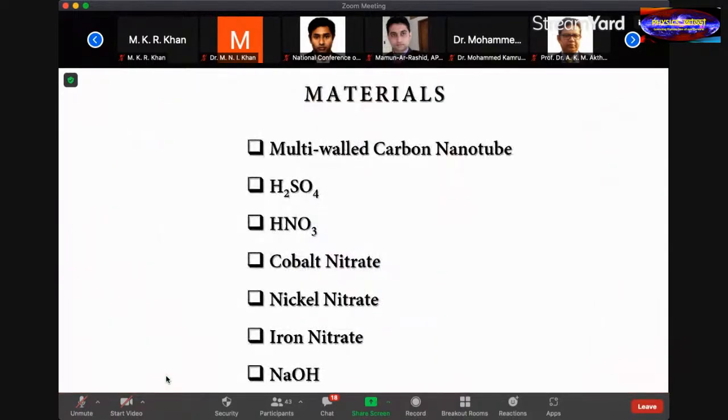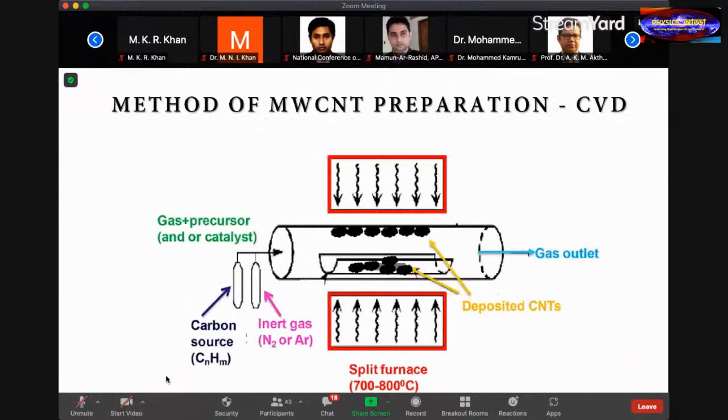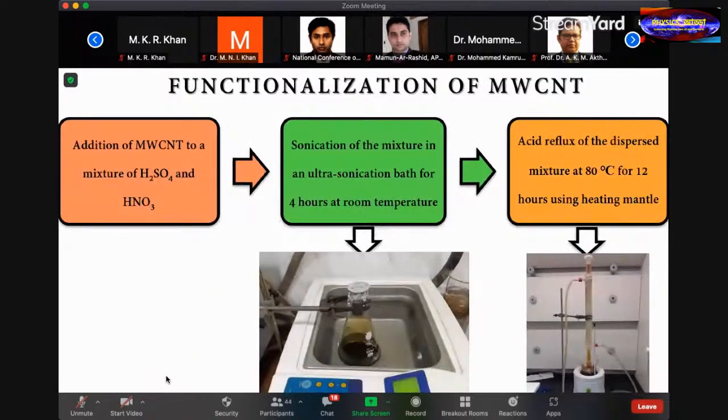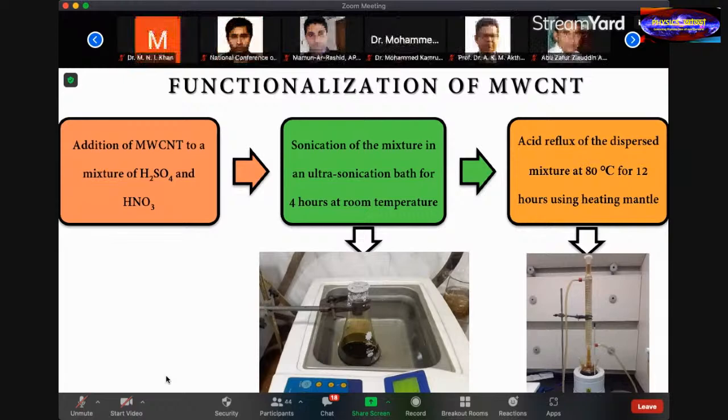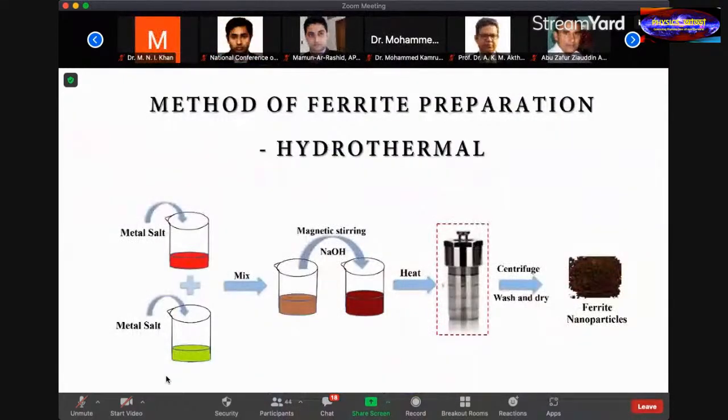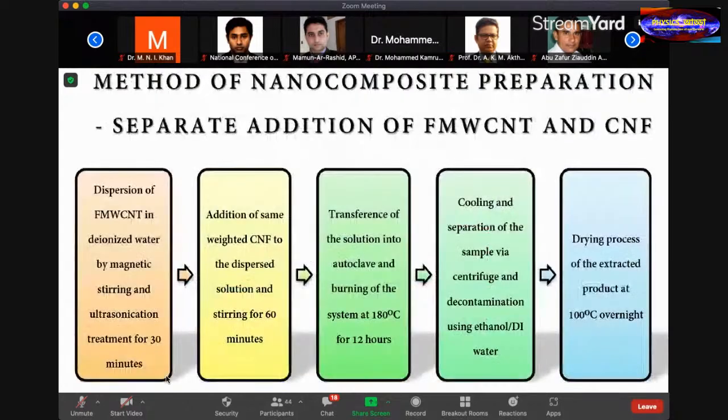These are the raw materials we used in our research. Multi-wall carbon nanotubes were prepared through the CVD process and we added them to a 3:1 volume ratio of sulfuric and nitric acid mixture. Then the mixture was sonicated and acid refluxed for a particular time. The nickel substituted cobalt ferrite, which we are calling cobalt nickel ferrite, was prepared by the hydrothermal method as shown in this picture. To synthesize the nanocomposite, two different routes were chosen.